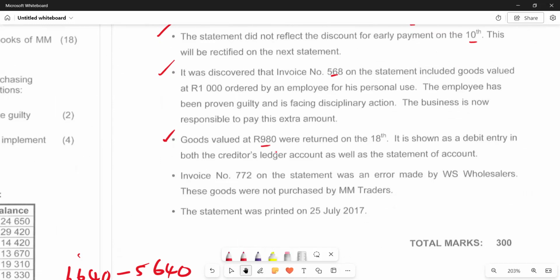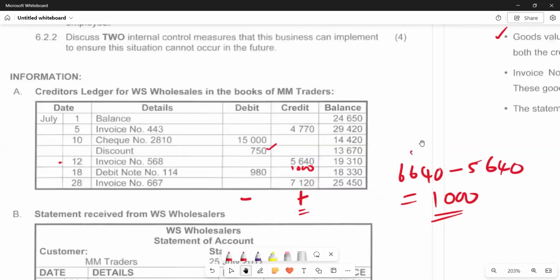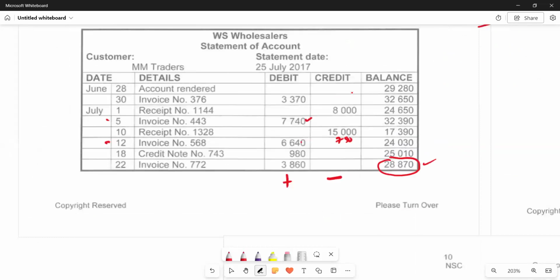Then if you go to the ledger, you'd see that when we purchase goods, we enter them on the credit side. But when we return, we enter on the opposite side, that is the debit side. That's why we're having 980 on the debit, which is correct. But let's check again in the statement to see that the 980 now is appearing on the debit, which is wrong.